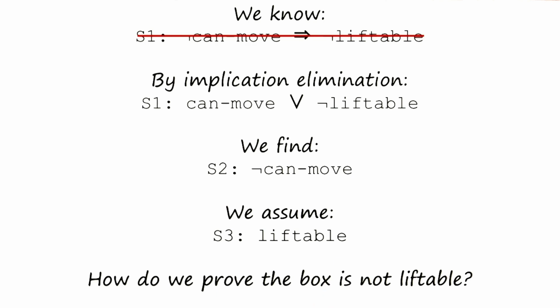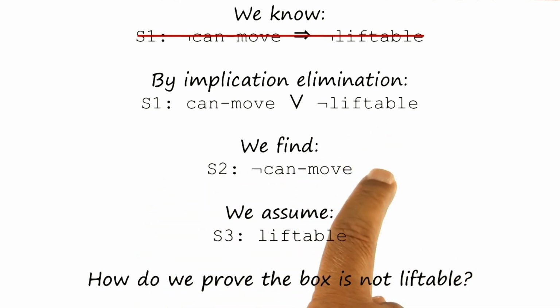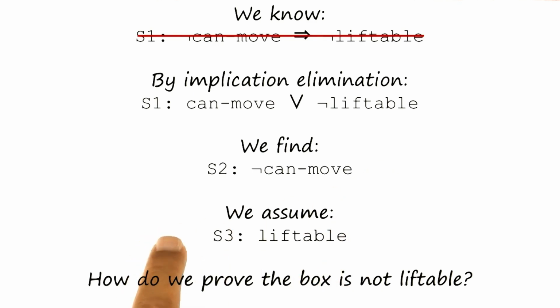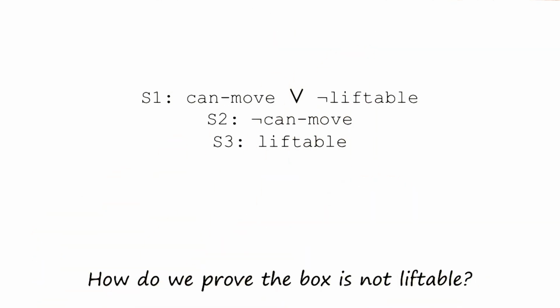Okay, so now we got three sentences. This was the first sentence that the robot was bootstrapped with. We have just converted it into a conjunctive normal form. This was the sentence that came from its percepts. It saw that the box cannot move. And this is the refutation of the sentence that it wants to prove. So we have three sentences now.